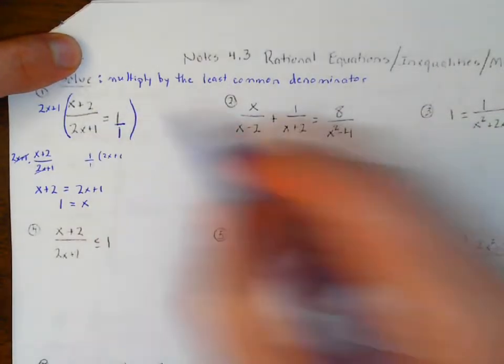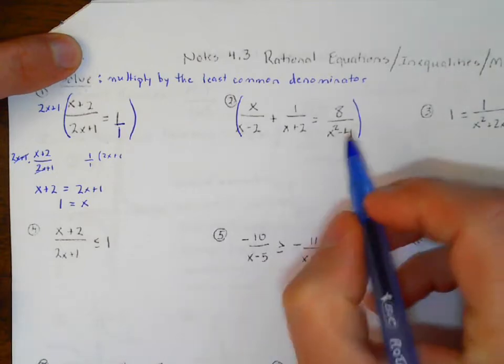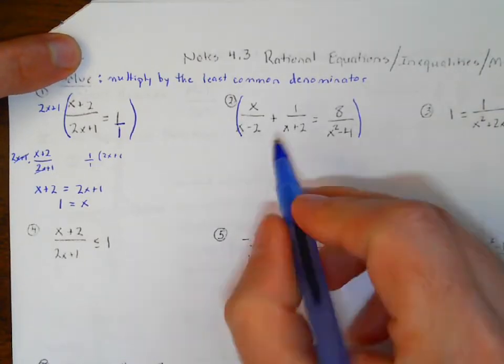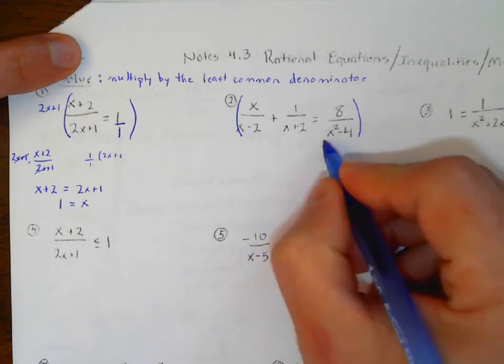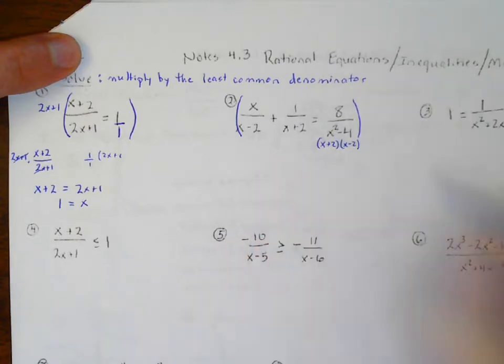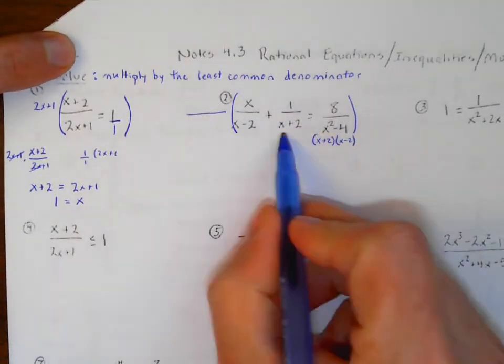Okay, number 2. Now I note I don't just have one fraction equal to another fraction where I could have cross multiplied. Here I really do need to multiply to get rid of my denominator. So what we want to do first is look at the denominators and see if we can factor them. That doesn't factor, that doesn't factor, this does factor. This would be x plus 2 and x minus 2.